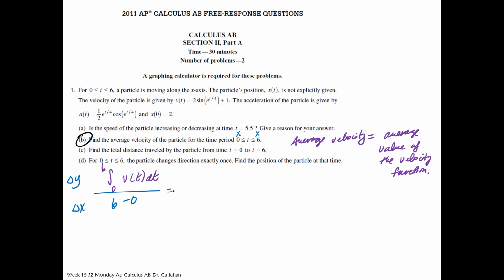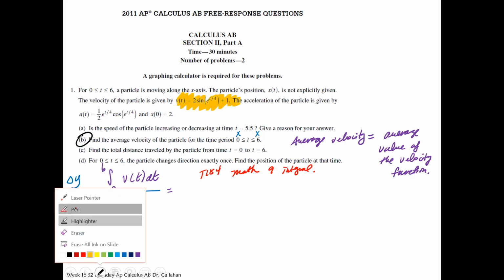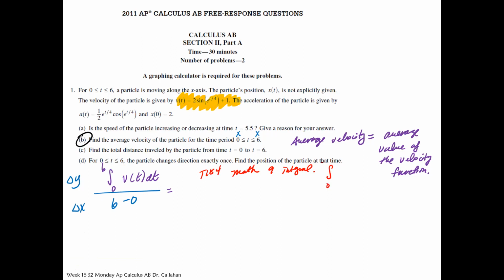Then on your TI84, make sure you hit math. You're going to go to 9 for the integration function. And from there, you're going to type in your velocity equation right here. So you'll have the integral from 0 to 6, you'll plug this information in that box, and then dx, and then hit enter.